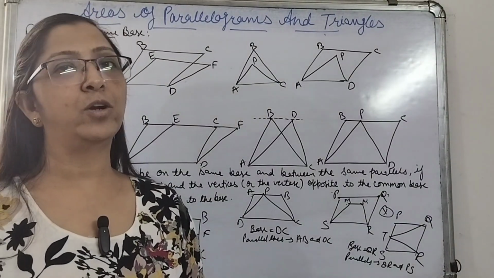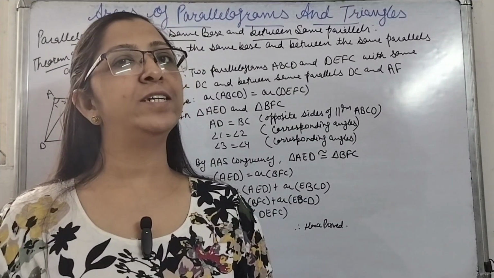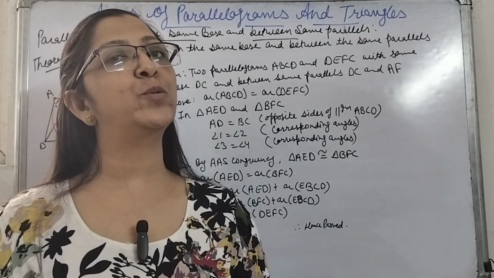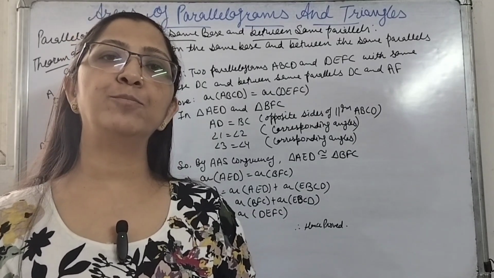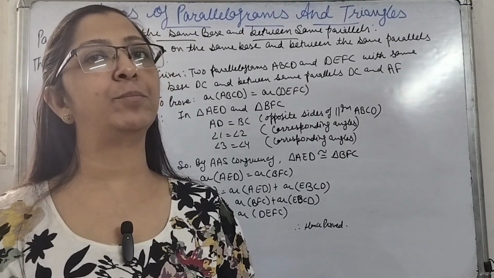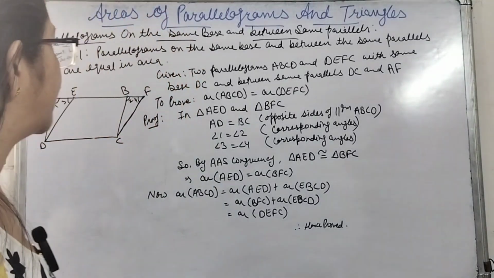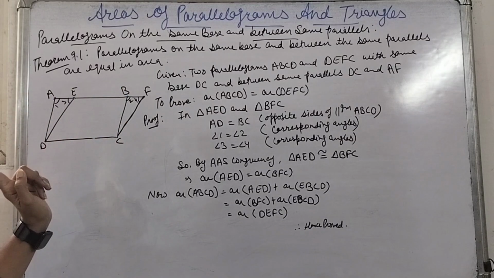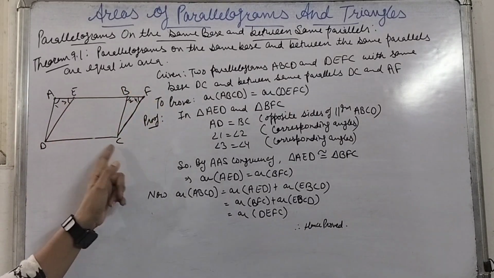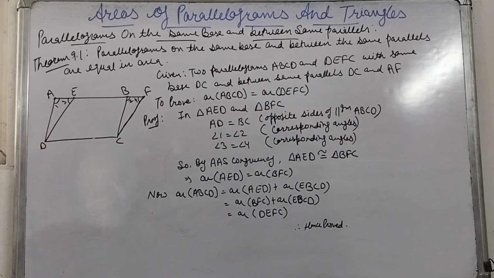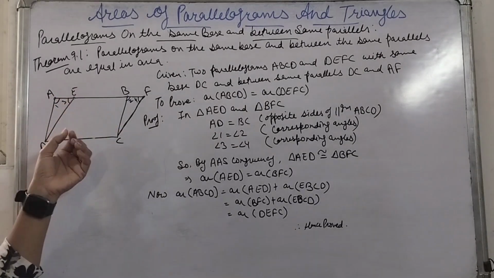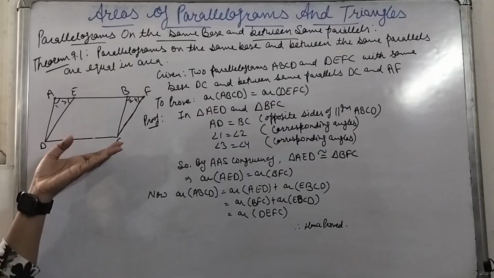Now let's understand if there are two parallelograms on the same base and between the same parallels, how we can prove that their areas will be equal. So suppose we are having two parallelograms. One is your ABCD and another is your EFCD. These two parallelograms have a common side, that is your CD. That means both the parallelograms are on the same base CD.